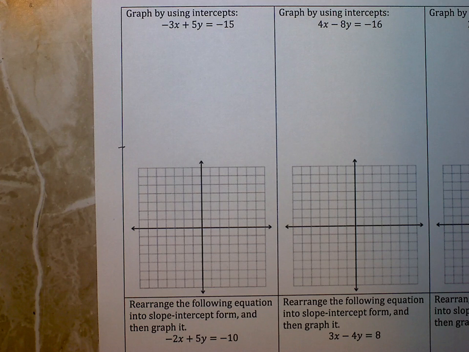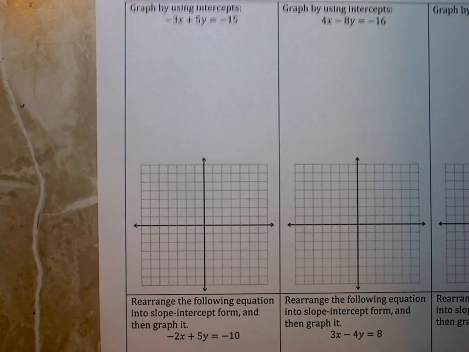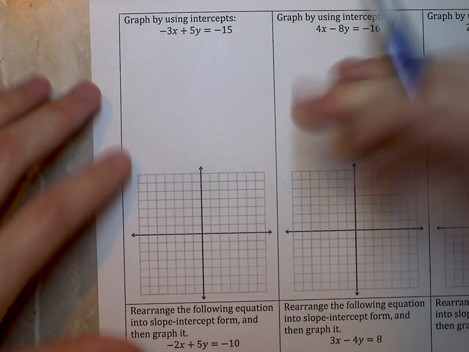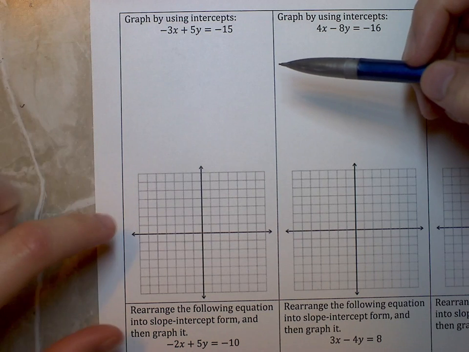This says graph by using intercepts. Okay, now, this is an equation in standard form, and there's actually two different ways to graph it that we've talked about. One is by using intercepts, and one is to rearrange it into slope-intercept form. On the final exam, you have to do both. You are required to do both.